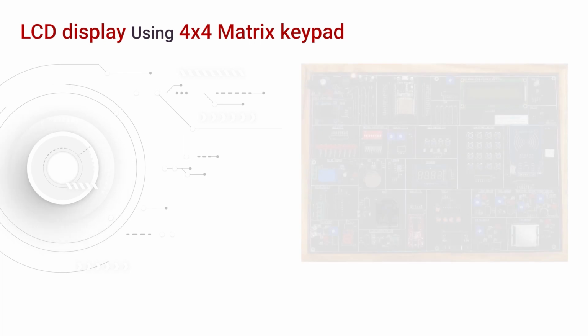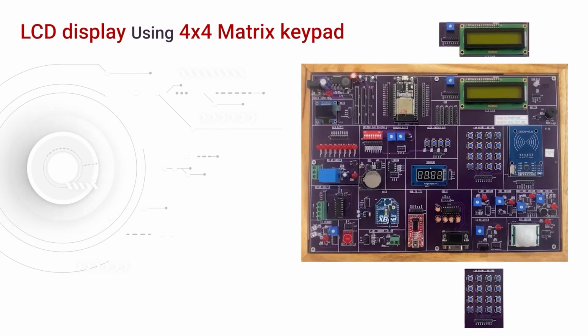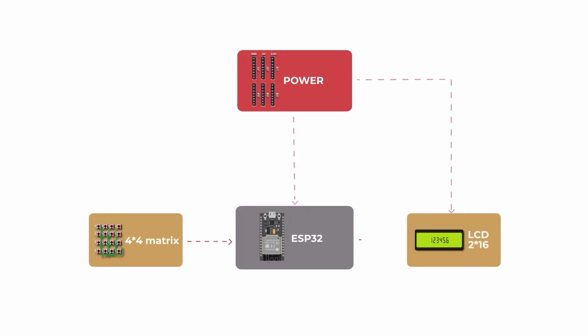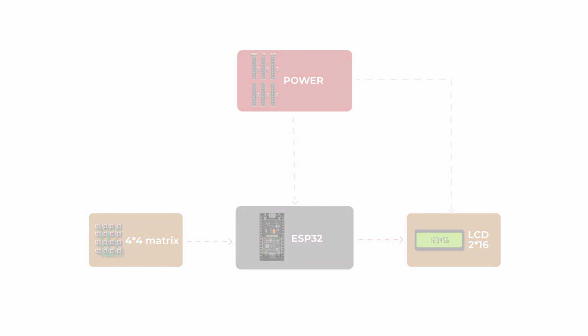In this event we use a 4x4 keypad and an LCD display, with the 4x4 keypad as an input and the LCD as output. The flowchart explains powering the 4x4 keypad with 3.3 volts, which is already powered in the board, the LCD with 5 volts, and 5 volts to the ESP32. Now connect the 4x4 keypad to the ESP32 as input and the output to the LCD from the ESP32.